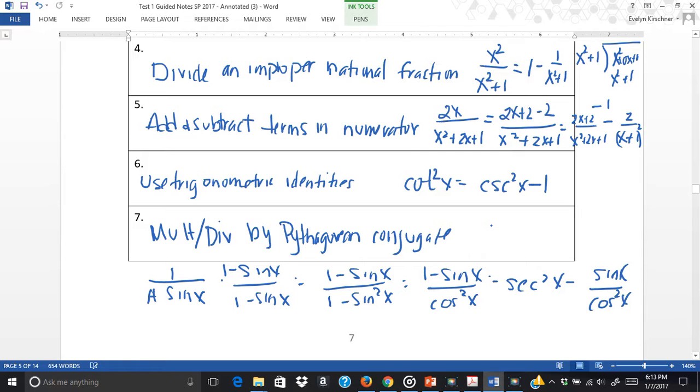substitution. So we're going to do some examples, but those are some of the techniques that you might want to use.